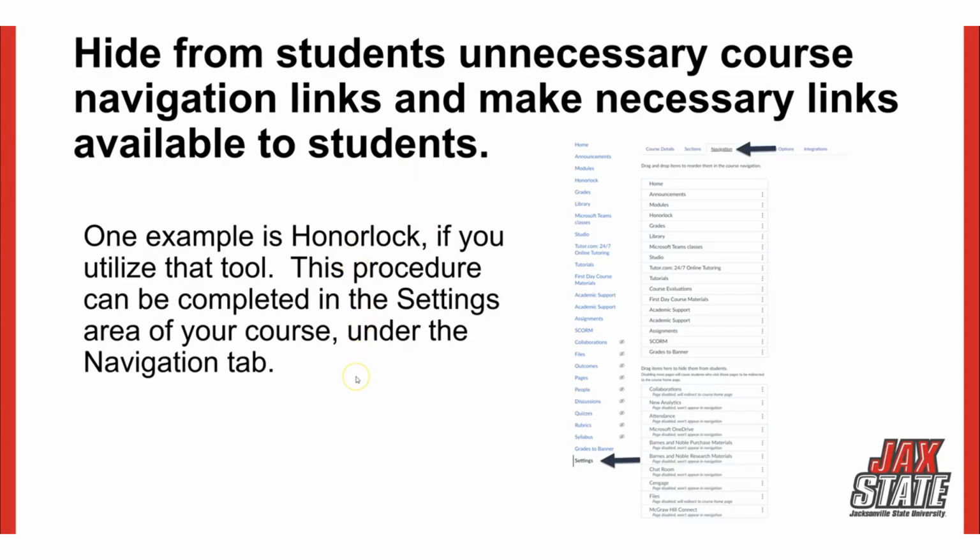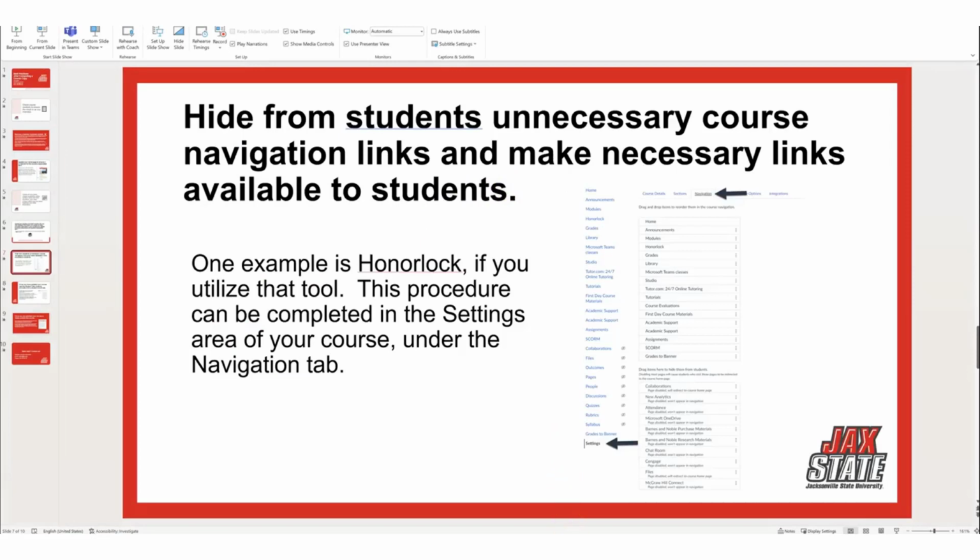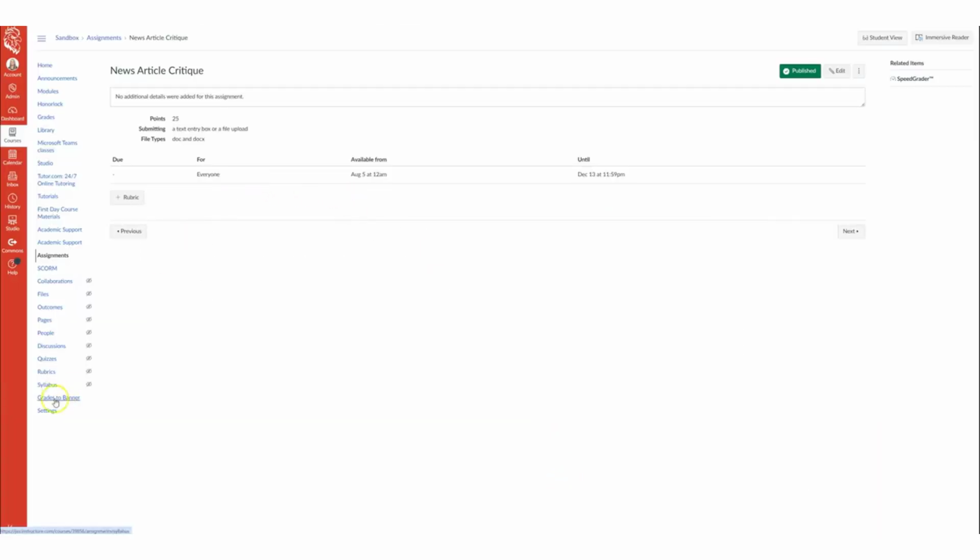A good example of something that you would need to pay attention to if you use HonorLock, you would need to go in and make that available to your students. So there's things that your students can and cannot see. If you're not sure, this little eyeball helps, and also just going into your navigation and making sure that it is in the appropriate spot definitely helps, and I'll show you how to do that now. So to do this, you're going to go into your settings.